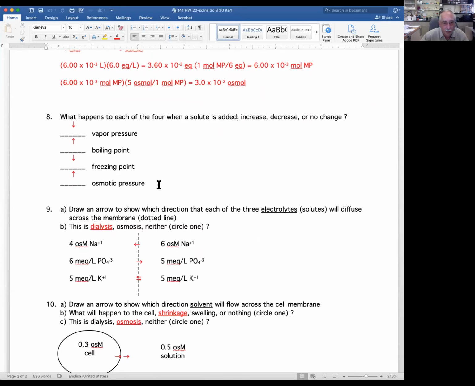So say I'm looking at water. I add sodium chloride to it. What happens to the vapor pressure? It goes down. The boiling point goes up. The freezing point goes down, and the osmotic pressure goes up.